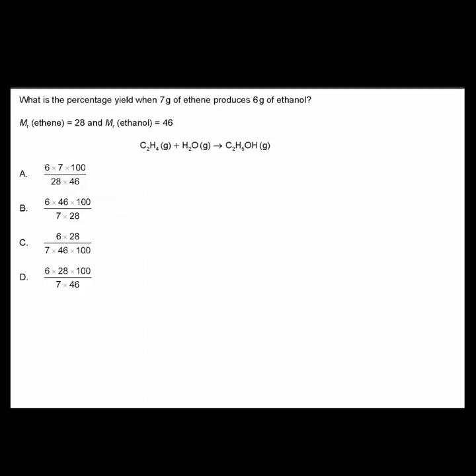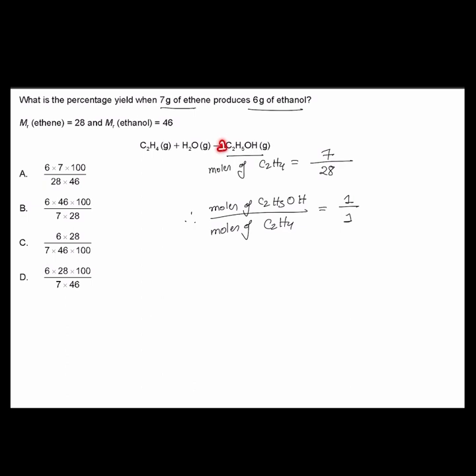Now in this question, we have to find the percentage yield when 7 grams of ethene produces 6 grams of ethanol. So first we'll see how many moles of ethanol are formed from 7 grams of ethene. Moles of ethene, or C2H4, is mass of ethene divided by molar mass of ethene. Now you have to find the moles of ethanol formed. In order to do that, you have to write the stoichiometric ratio between ethene and ethanol. So I write moles of ethanol, that is C2H5OH, divided by moles of C2H4. This ratio will be 1 by 1 because the coefficients in this balanced reaction are 1 and 1.